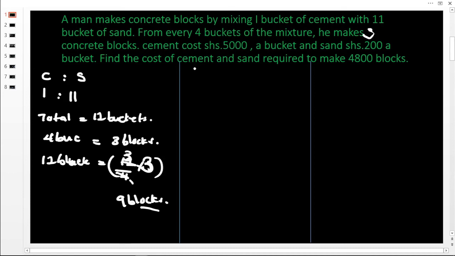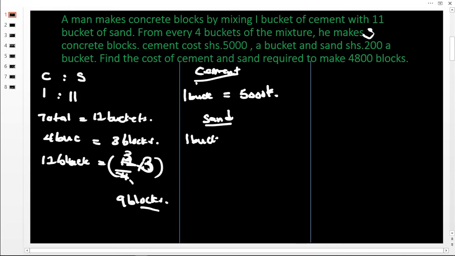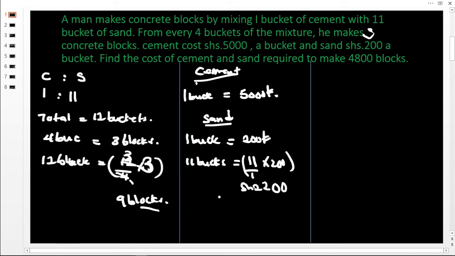Let us get the cost of the mixture of the 12 buckets. So let us start with the cement. Cement here takes 1 bucket. So 1 bucket of cement he uses, he buys it at 5,000. Then let us get the money for sand. Sand he uses 11 buckets. But 1 bucket of sand costs him 200 shillings. Then how about the 11 buckets? It will be 11 over 1 times 200. So we come up with 2,200 shillings.